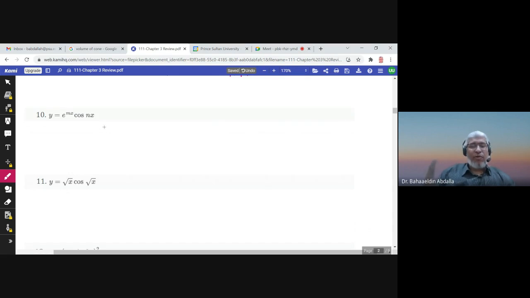Here I have a product. The derivative of e to the power mx is e to the power mx times m, plus e to the power mx times the derivative of cosine, which is negative sine. That's why I left this negative. Negative sine nx times the derivative of nx, which is n.